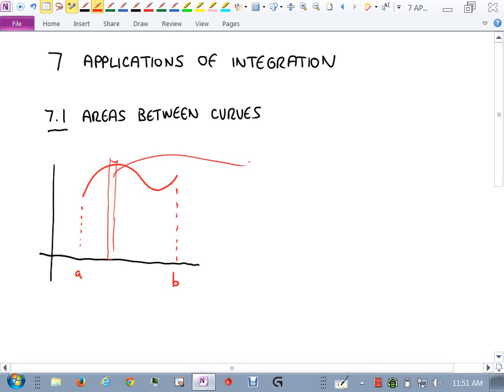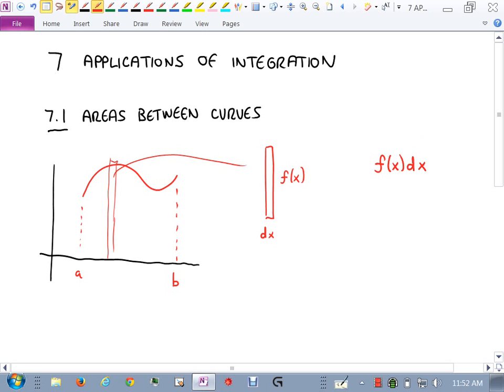Each one of these rectangles had a height of basically the function's value and a width of what we call dx, that little delta x. And then we said the area of that would be f of x times dx. So that was the area of one rectangle, f of x times dx.